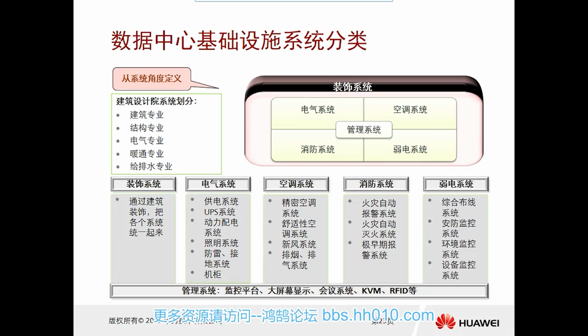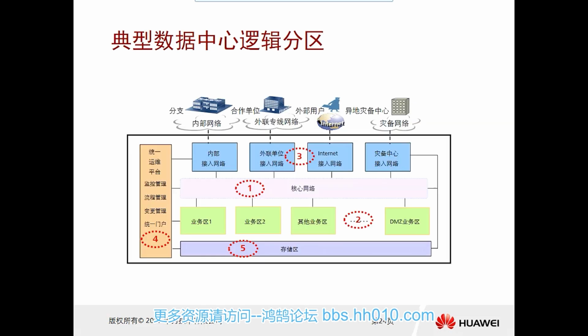It might also be placed in the air conditioning system. The air conditioning system includes the precision air conditioning we just talked about, comfort air conditioning, fresh air system, and smoke exhaust system. There are only 3 left. The fire protection system is an alarm for some fires. The weak electrical system is some integrated cabling, communication, monitoring equipment, and so on. The final management system is some large platforms, large monitoring platforms, large screen display, and so on.